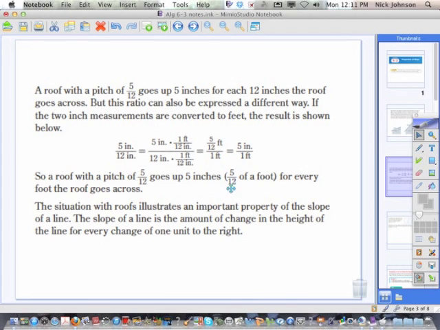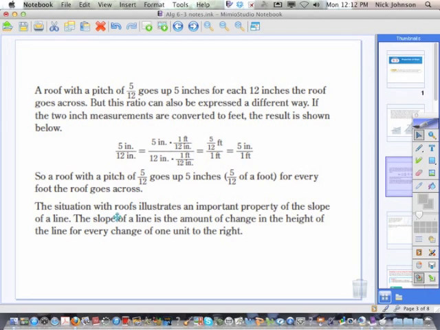A roof with the pitch of 5/12 goes up 5 inches for every 12 inches the roof goes across. But this ratio can also be expressed a different way. If the 2 inch measurements are converted to feet, the result is shown below. We should all know this. 5 inches divided by 12 inches is the exact same thing as saying 5 inches divided by 1 foot. 12 inches and 1 foot are exactly the same thing. So a roof with a pitch of 5 over 12 goes up 5 inches for every foot the roof goes across.